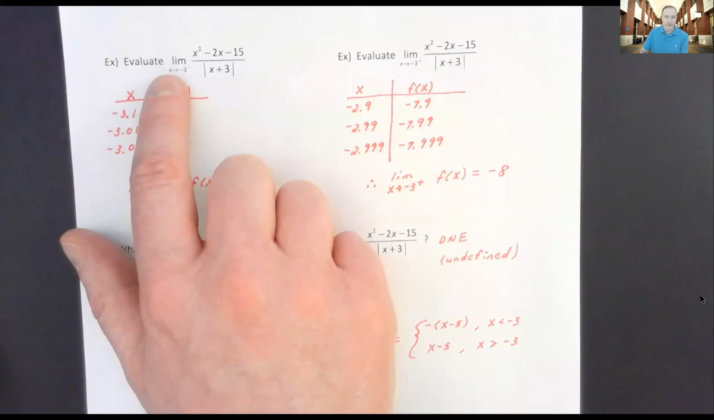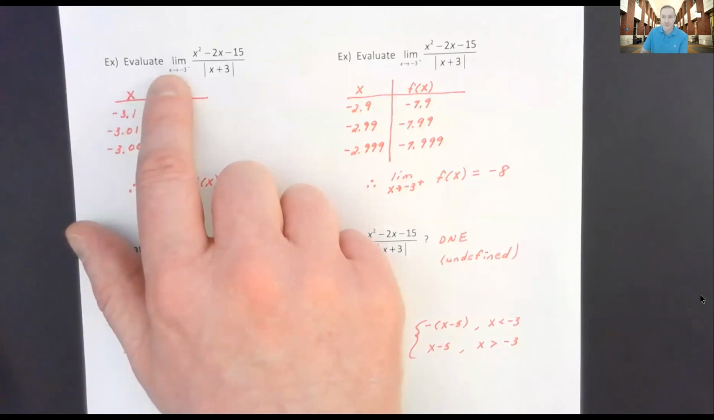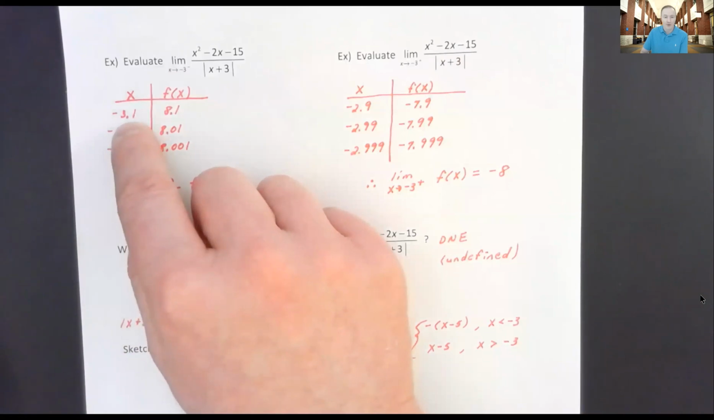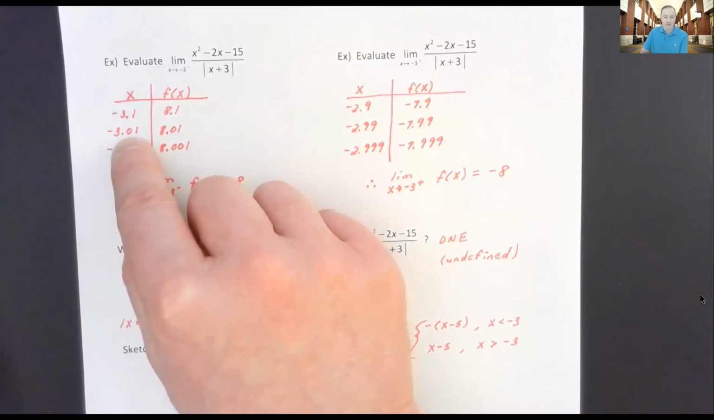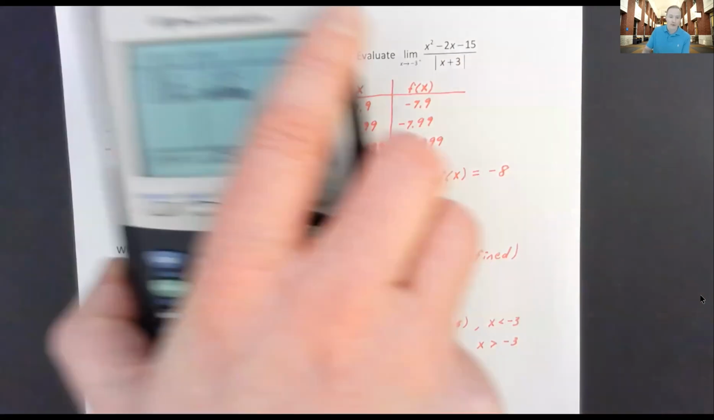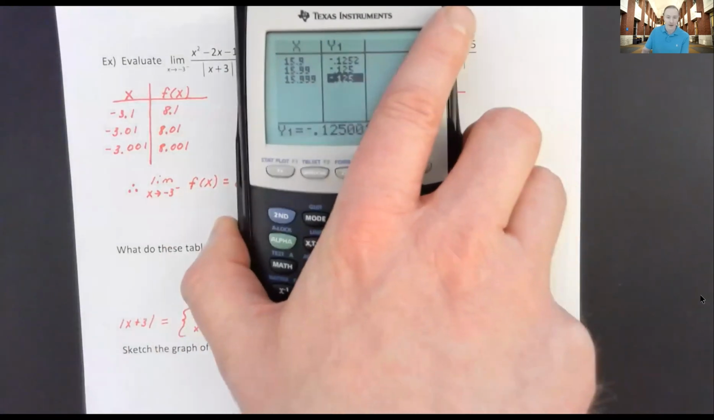So over here I thought, how am I going to show what happens as x approaches negative 3 from the left? A number more negative than negative 3. So I start off with 1/10 of a unit more negative, negative 3.1. Then 100th of a unit more negative, getting closer, negative 3.01. Then I need to get closer, negative 3.001.